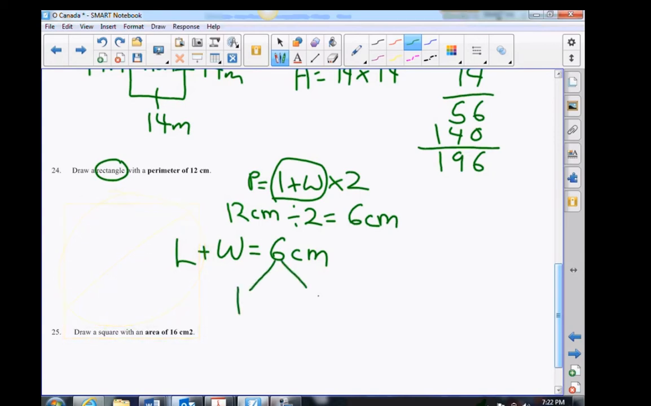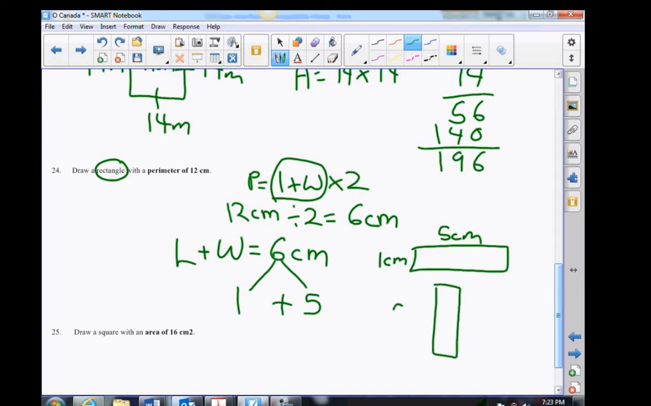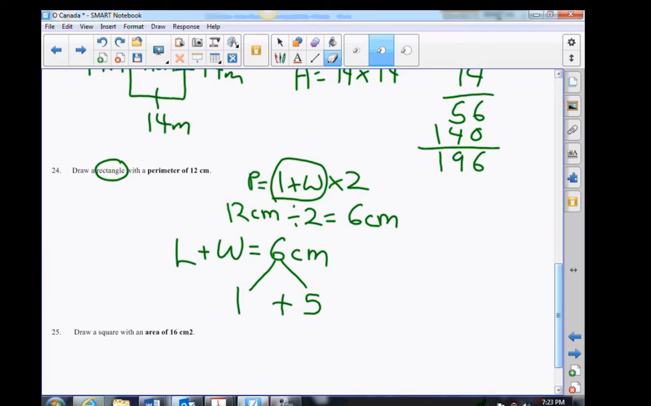So what two numbers equal 6? 1 plus 5 equals 6. Also 2 plus 4. I can represent this as 1 centimeter in width and 5 centimeters in length. Or you can do the opposite and do 5 centimeters in width and 1 centimeter in length. And two other numbers that equal 6 that come to mind immediately are 2 plus 4.